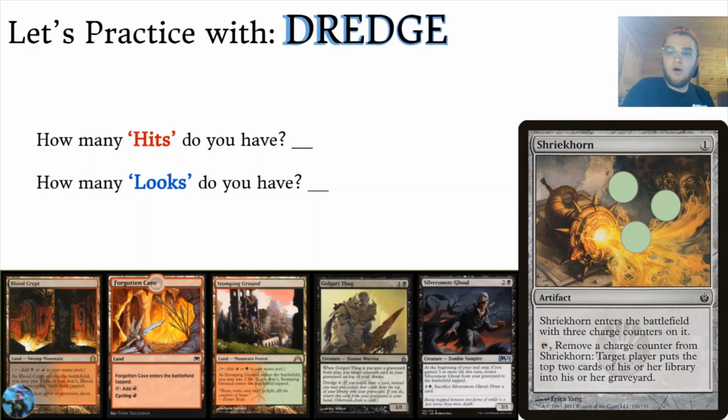Great. So as we can read on Shriekhorn here, it enters with 3 charge counters on it, and you can remove 2 the turn you play it, untap, remove 2 again. So that means we have 4 looks. And of course, we have 1 dredge creature in our hands, which means there are 9 dredgers left in our library. So we have 4 looks, 9 hits.